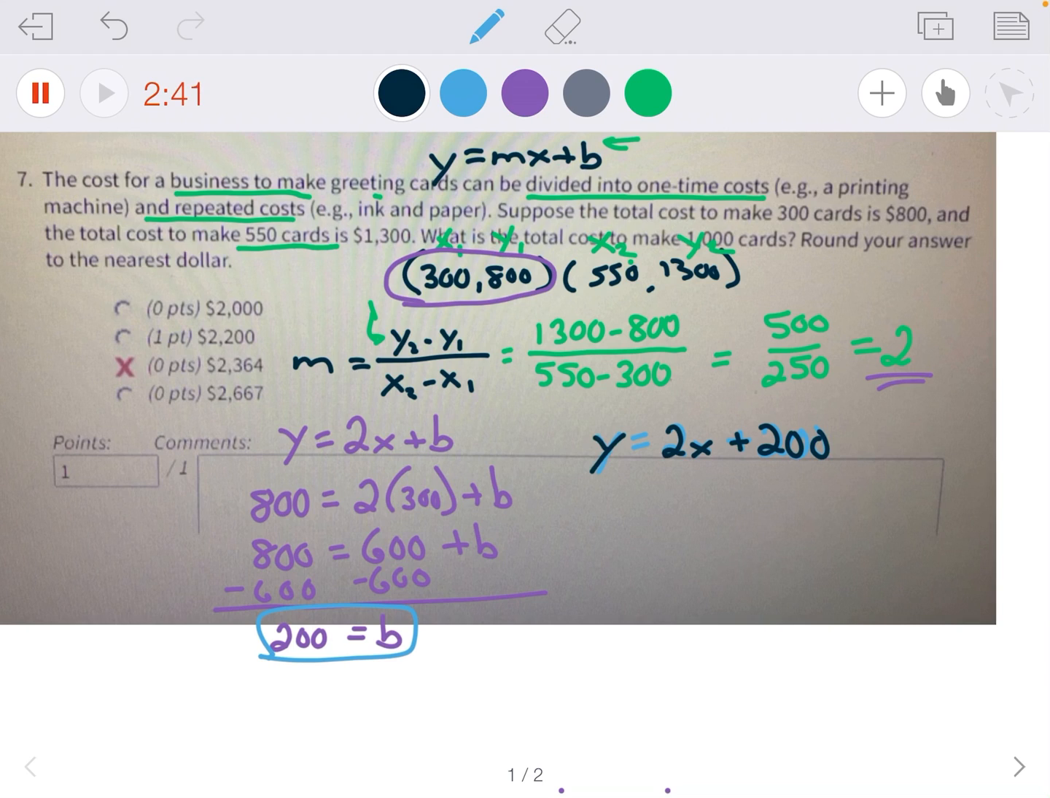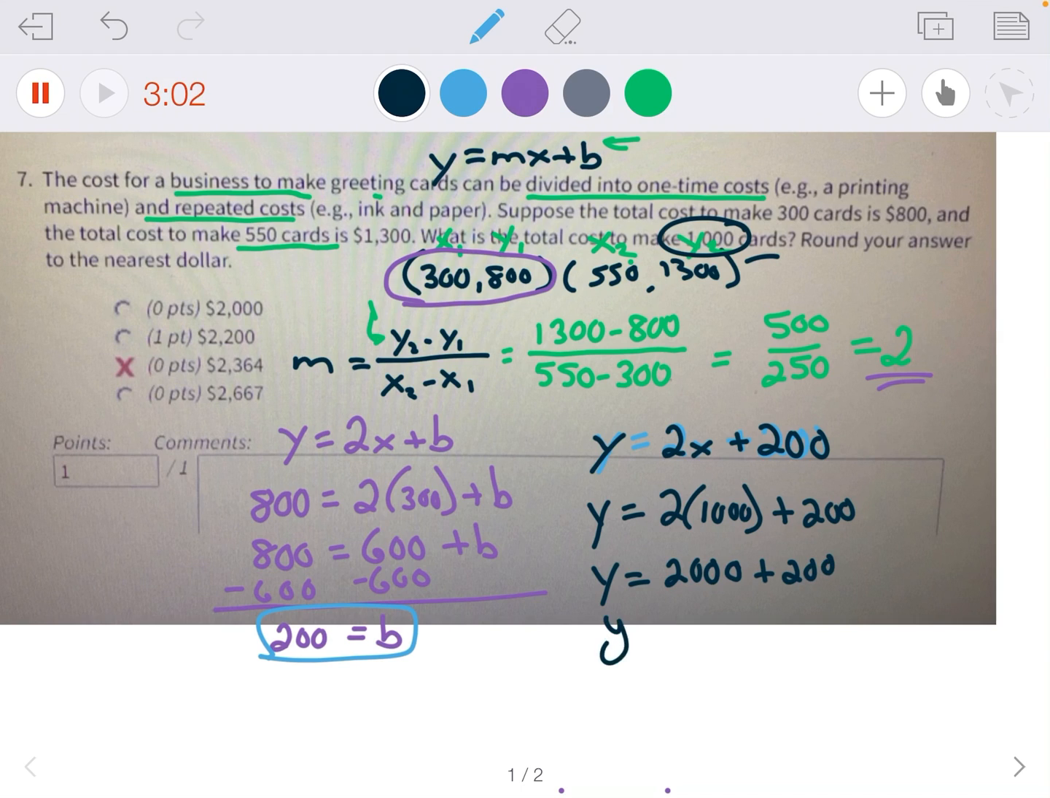Now it's asking how much is 1,000 cards. So if I put y here, and this time remember the cards are our x values, I'm going to do 1,000 in here and plus my 200. So y equals 2,000 plus 200, which gives me y equals 2,200.